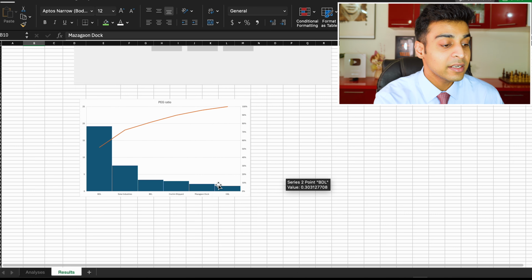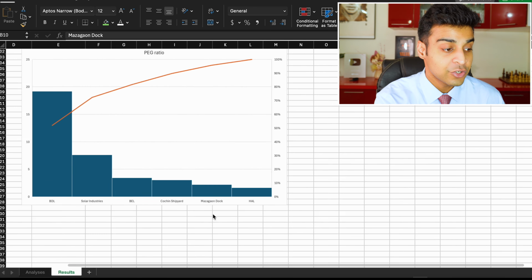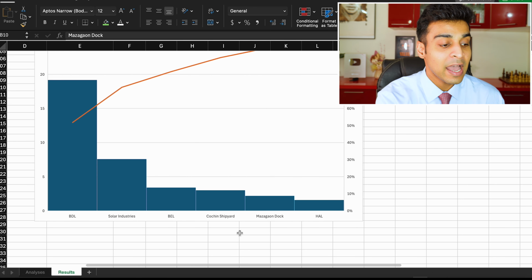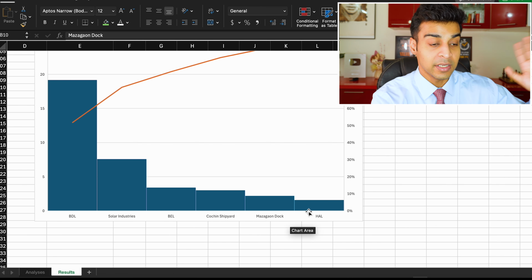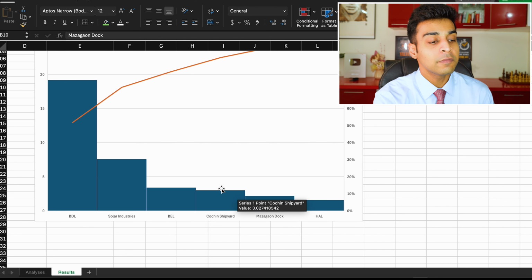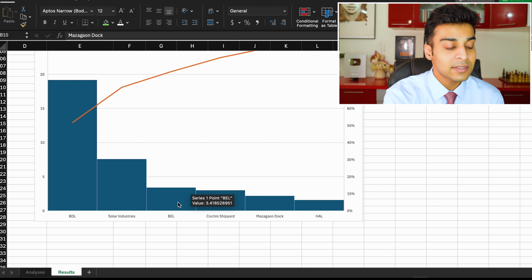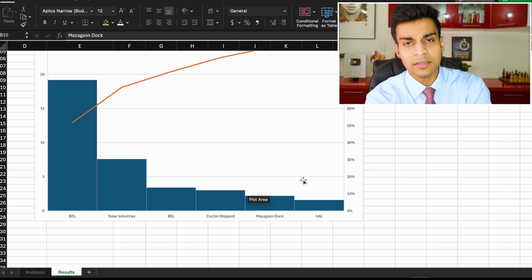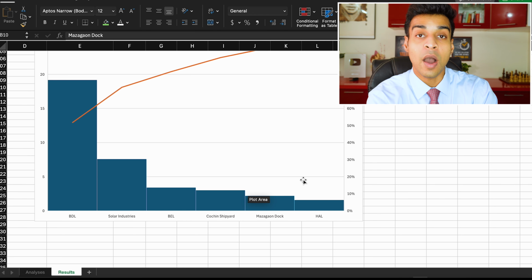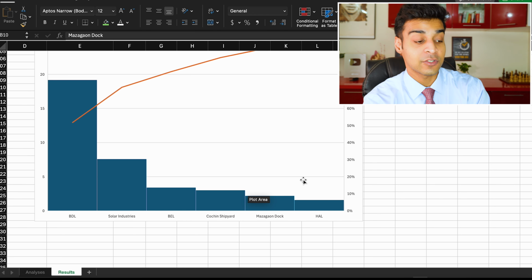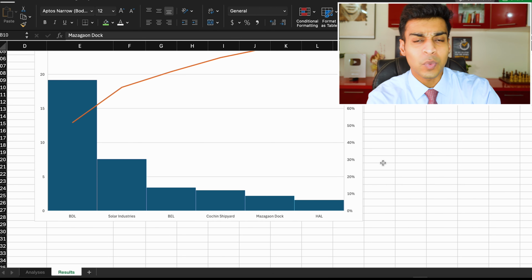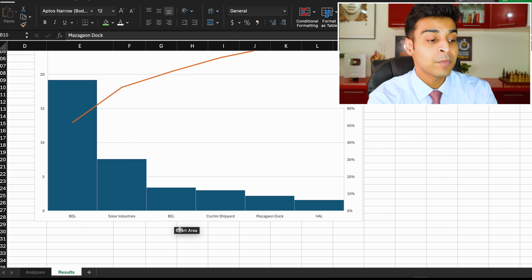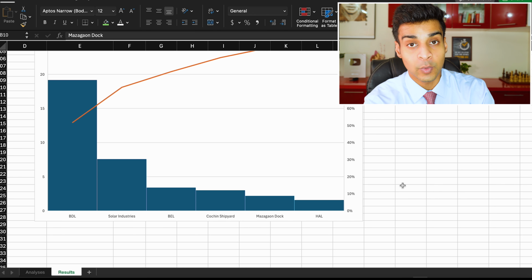Moving on, we then come down to the PEG ratio. And the best PEG ratio we have is for HAL, as we've already seen, followed by Mazagon Dock, Cochin Shipyard, BEL and Solar Industries. And within all of these, I feel like anything from BEL is okay. The PEG ratio isn't too high, especially because the defense sector is growing, the government has an intense focus on it, and the visibility of their revenue is pretty strong. So I would be okay investing into any 4 of these, but Solar is again a little too expensive.